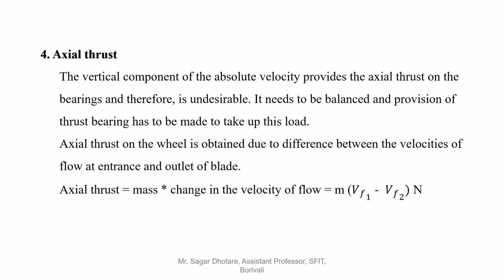The axial thrust on the wheel is obtained due to the difference between the velocities of the flow at entrance and the outlet of the blade. So axial thrust is equal to mass into change in velocity of the flow. Mass is m. Change in velocity of flow is Vf1 minus Vf2, into n.